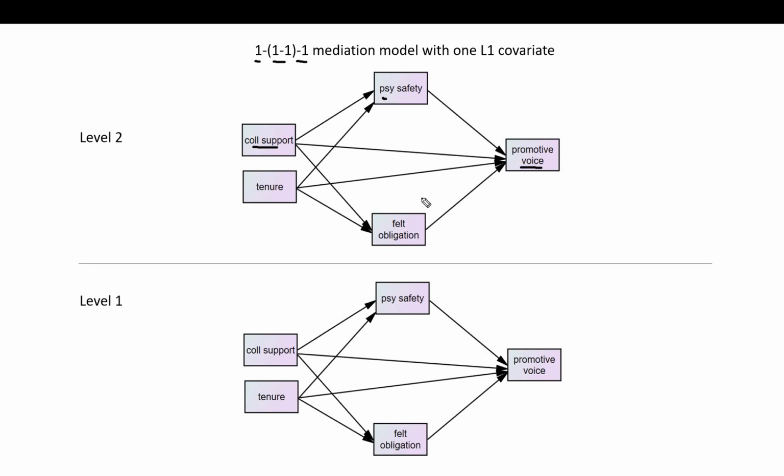We want to test the mediation through psychological safety and felt obligation. But we're also going to add in another covariate in the model, which is tenure. The way it's set up, we can't directly test the mediation of two X variables at the same time, so we just have to pick one. I'm going to focus still on the effect of colleague support on promotive voice. Again, all of these variables are measured at level 1, but we are going to test for mediation at level 1 and level 2.